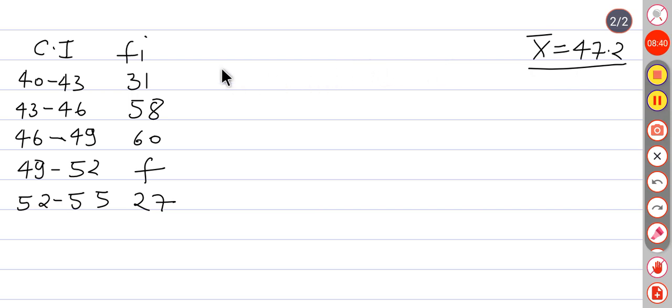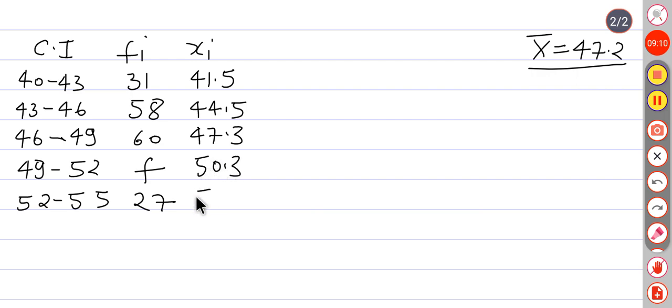Of course you will find out xi. You will add 40 plus 43 and divide it by 2. So I am writing all the data: 41.5, 44.5. There is a difference of 3, so just add 3: 47.5, thereafter 50.5, thereafter 53.5.